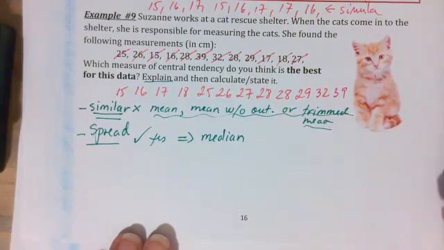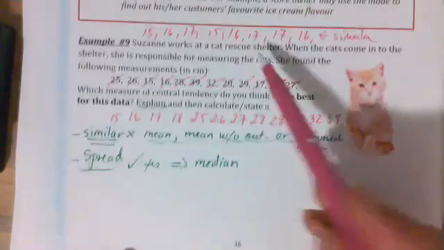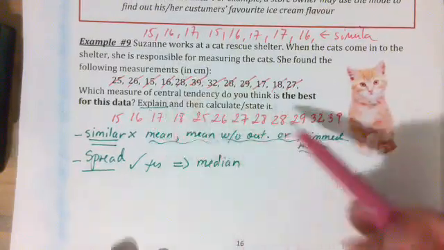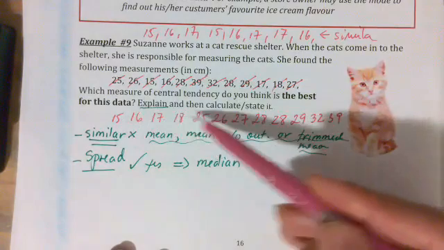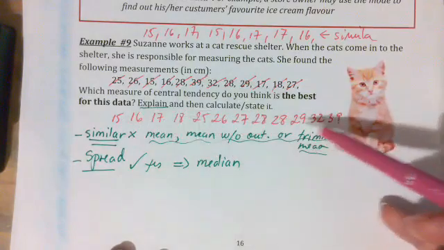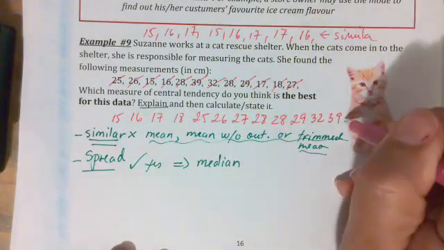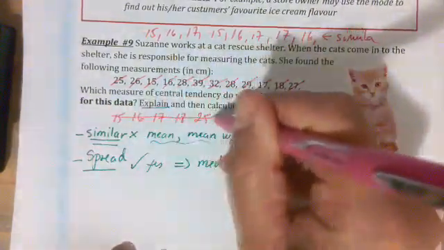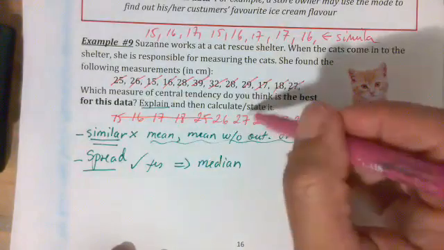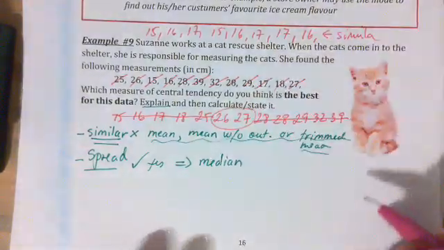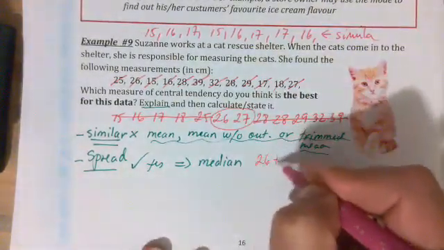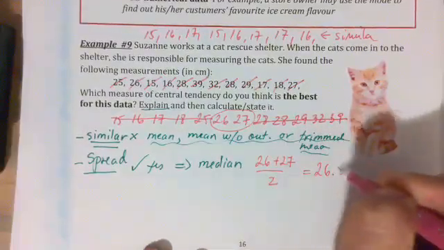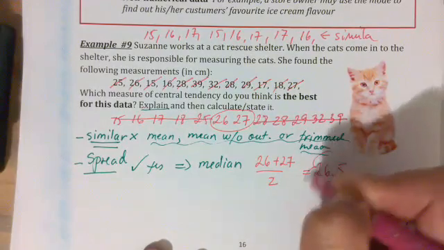So median, let's find it. How many cats were measured? We have to count them. 1, 2, 3, 4, 5, 6, 7, 8, 9, 10, 11, 12. There's 12 cats, so that means we have two numbers in the middle. The average of those, 26 plus 27 divided by 2, gives us 26.5 centimeters. That's the median.